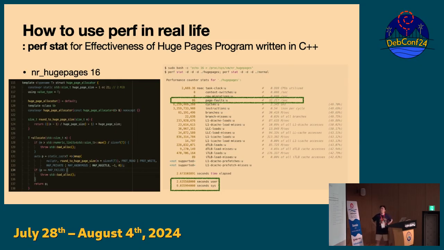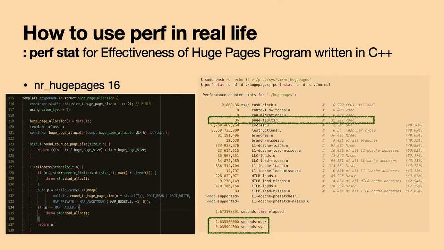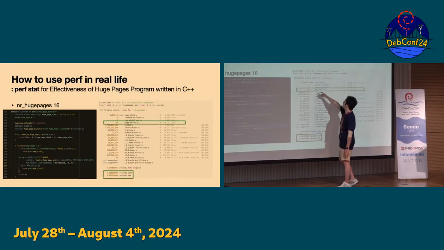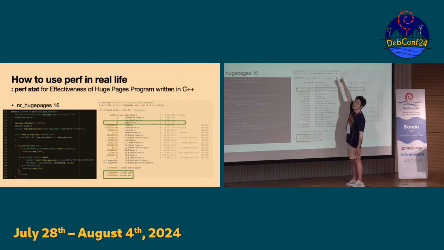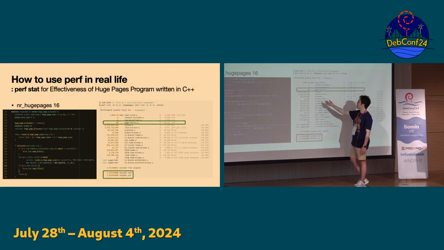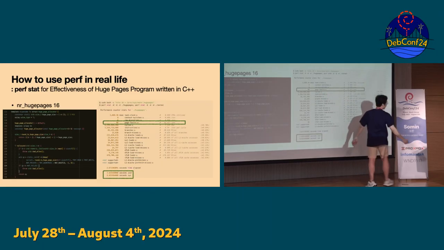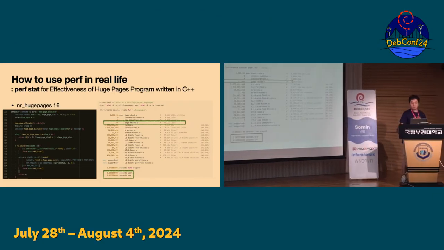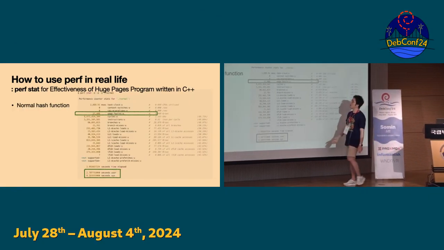And I'm using this huge page allocator in mmap with MAP_HUGETLB. So I set up 16 huge pages. So 86 page faults only. Comparison with 17,000.